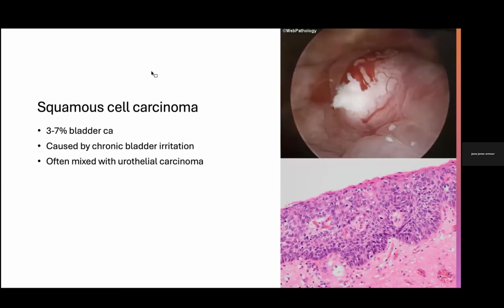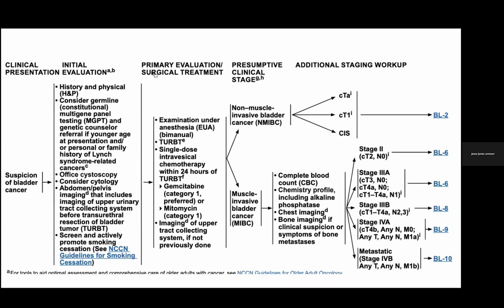And then we have, going into our squamous cell carcinoma now, these are a lot more rare. Associated in 3 to 7% of bladder cancers. And all pure squamous cell carcinomas are caused by chronic bladder irritation, whether it is a parasite, whether it's an indwelling catheter, or other form of irritation. However, they're often mixed with urothelial carcinoma as well.